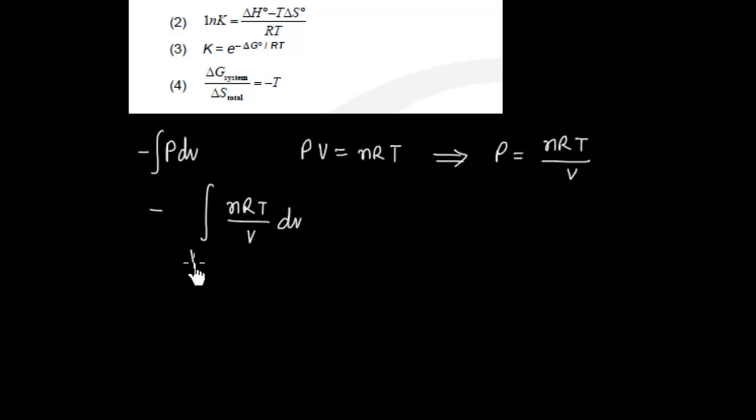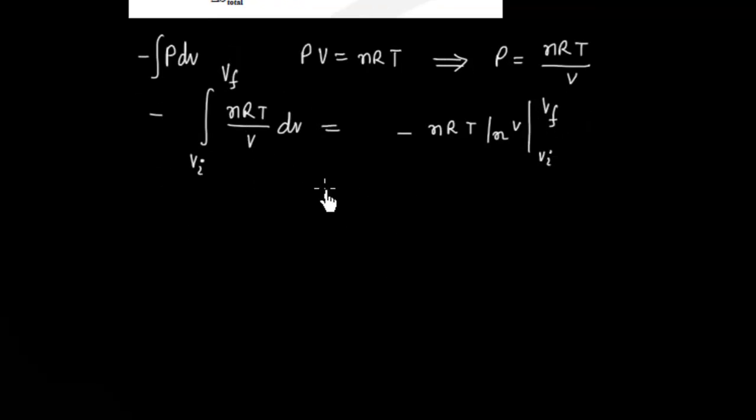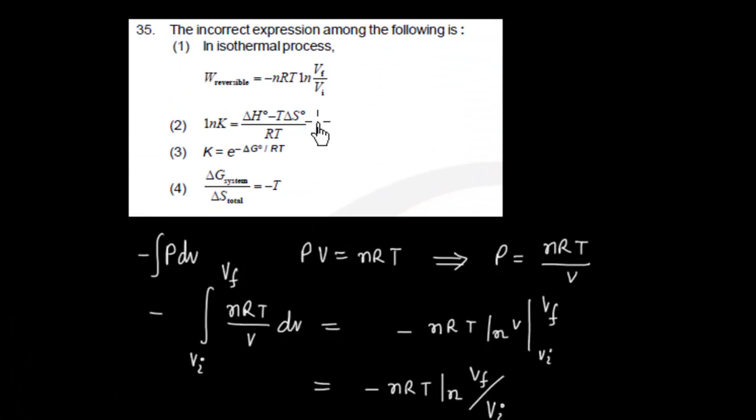Now if I plug this value in, I will have the integral of nRT by V dV, and this goes from initial volume to final volume. If you do this integration, nRT and dV by V is basically ln V, and if you put the limits Vi to Vf, you can find this comes out to be minus nRT ln Vf divided by Vi. This is true for an isothermal reversible process. Option A is correct.